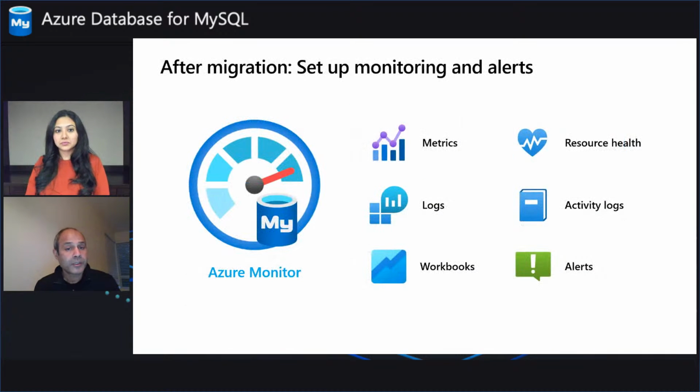And finally, after the migration, you want to make sure that you have proper monitoring and alerting in place to make sure your database instance is up and running. We have several metrics which we are exposing to monitor your database instance, for example, compute, storage, InnoDB stats, as well as some other metrics on the networking and connections side. We also have logs which you can use to monitor slow query logs, as well as database activities using audit logs. And finally, we have workbooks, which is a dashboard you can use to monitor your database instance, resource health, and other activities.